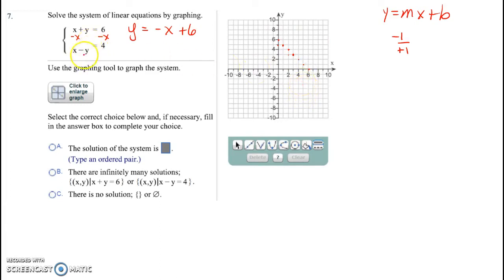Let's do the next line. If I subtract x from both sides, I get what's left. It's negative y equals negative x plus 4. I'm going to multiply everything by negative 1 or divide everything by negative 1. I get y equals positive x minus 4. So my y-intercept's negative 4 right there. My slope is a positive 1.